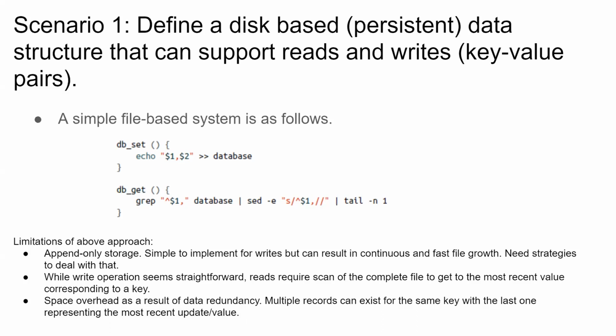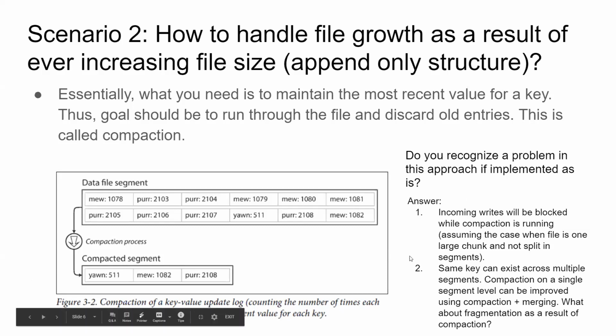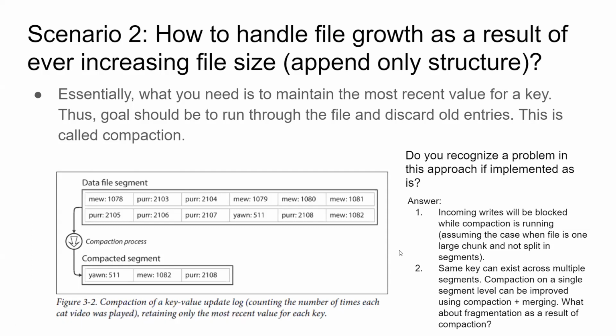So that leads to the question: if it's append-only storage, how are you going to manage the file growth? It's going to keep increasing. One solution is to maintain only the most recent value for a key. You don't need to store all the values. And this is where the idea of compaction comes in. Here is an example. I just pulled all these screenshots from the book, so most of the stuff you would already know. I'm just skimming through it. Let me know if anything is not clear here.